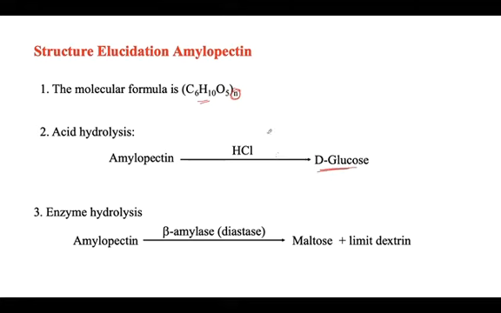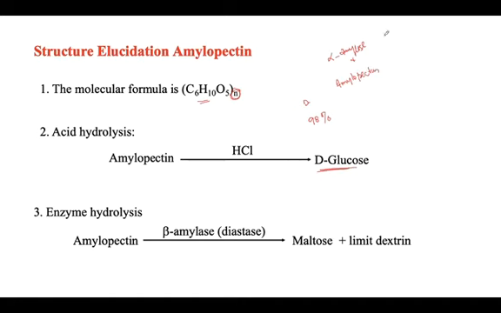So we can say that both amylose and amylopectin have D-glucose as the main constituent. That is why when starch was hydrolyzed, around 98% D-glucose was obtained, because starch is made up of amylose and amylopectin, and both have glucose as the main constituent.